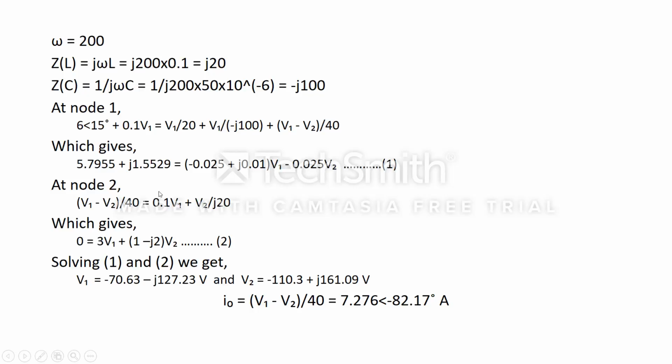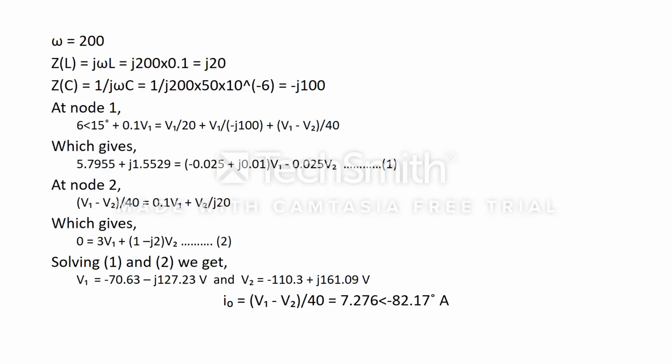As we can say, these two are simultaneous equations. On solving, we get two values, that is V1 and V2 individually. So we get V1 as minus 70.63 minus j into 127.23 volts, and V2 as minus 110.3 plus j into 161.09 volts.